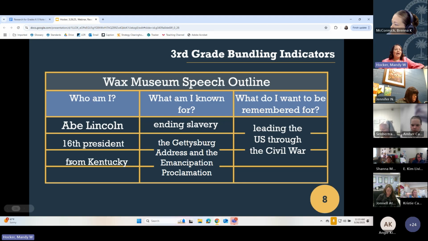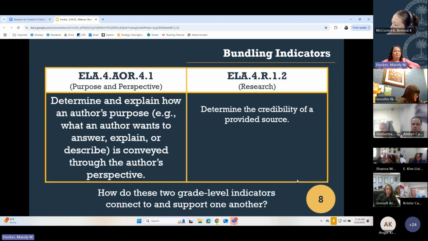And who am I? Well, I have this other finding that I found in my research, was that I was from Kentucky. I don't want to be known for being from Kentucky, and I don't want to be remembered for being from Kentucky. So where does that finding fall? And who am I? So hopefully you can kind of see what it might look like to instruct around grouping findings in 3rd grade with a speech outline. All right, let's take a look at one more example.